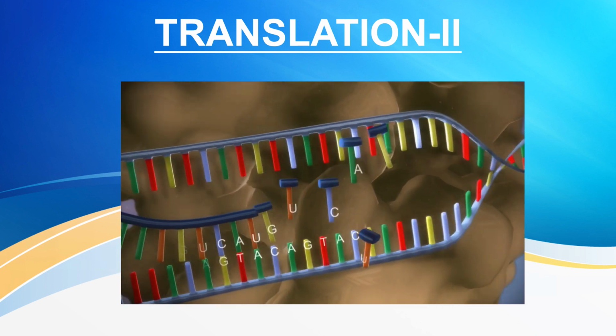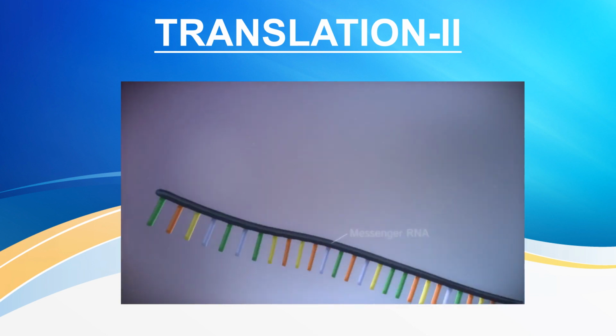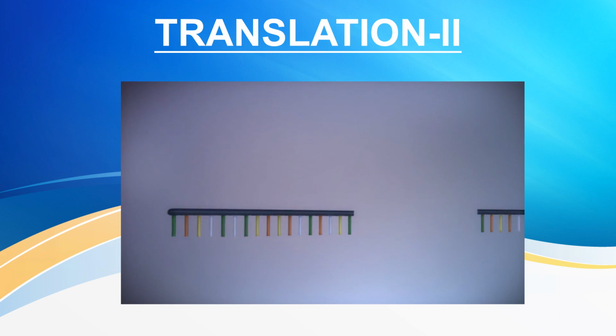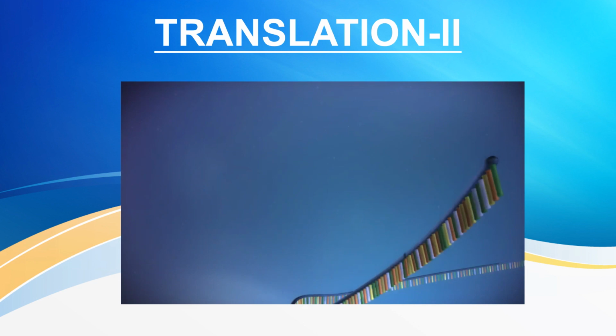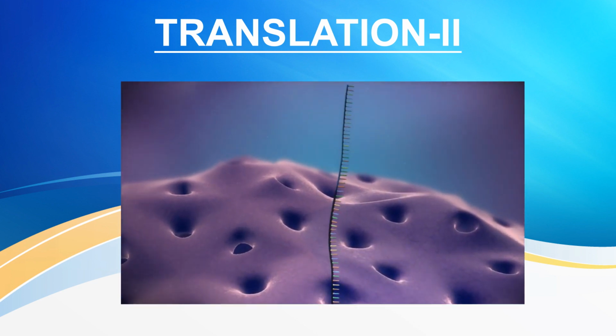called transcription. Before the messenger RNA can be used as a template for the production of proteins, it needs to be processed. This involves removing and adding sections of RNA. The mRNA then moves out of the nucleus into the cytoplasm.